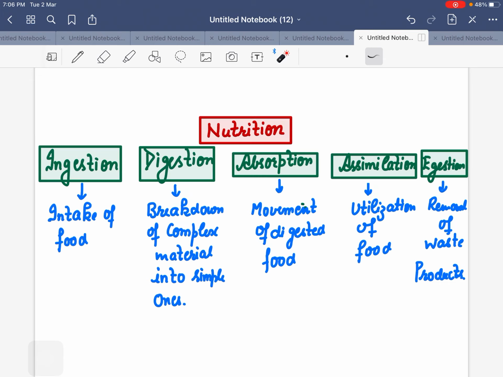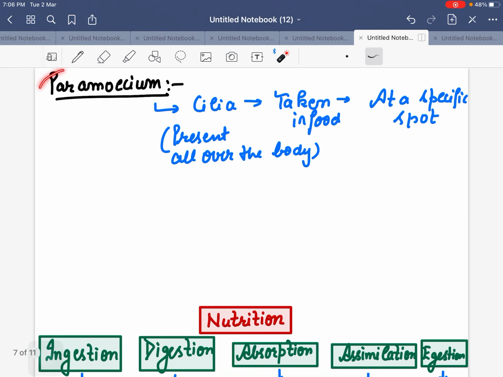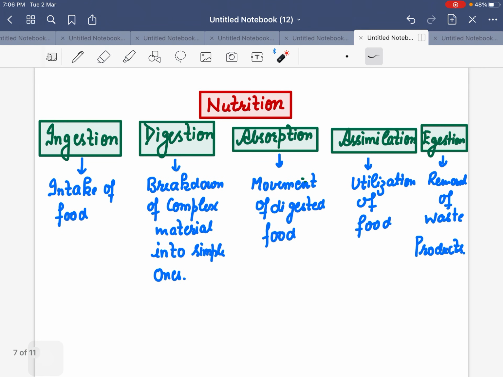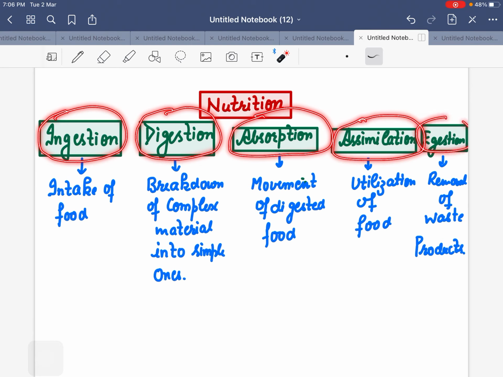We have started our revision with our chapter, life processes. Yesterday, I talked about amoeba and paramecium. So today we will talk about nutrition in higher animals, or nutrition in human beings. Here these 5 steps should be exactly clear to you. First is ingestion, then digestion, then absorption, assimilation, and egestion.